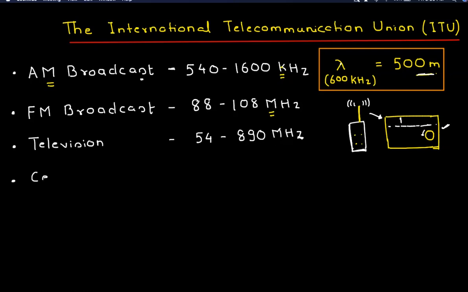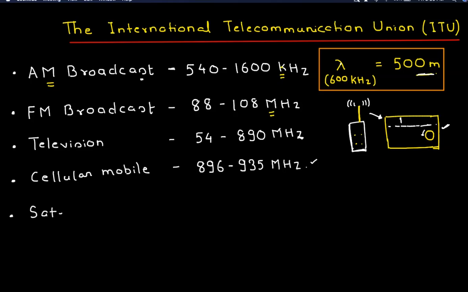Next is the cellular mobile phone. Cellular mobile frequency is 896 to 935 megahertz, the typical frequency range. So you can see that the cellular mobile phone is safer. None of the other instruments will be tuned to catch this much frequency. Then you have satellite communication.